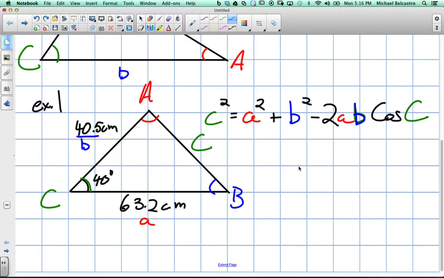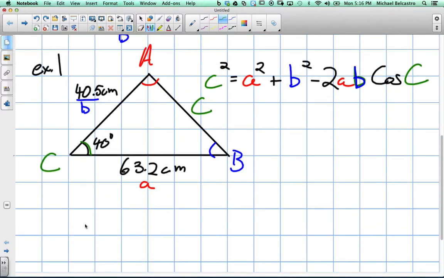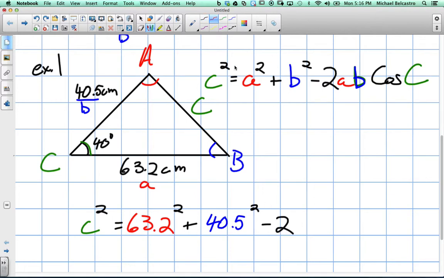So we have all this information. The next thing we really have to do is plug info in. C is unknown, so I'm going to leave it as C. C squared, I don't have any info about it. A, on the other hand, I have. It's 63.2, see what we solved it there, plus our side B is 40.5 squared, minus 2 times A, which again is 63.2, times 40.5, and then still times cos.